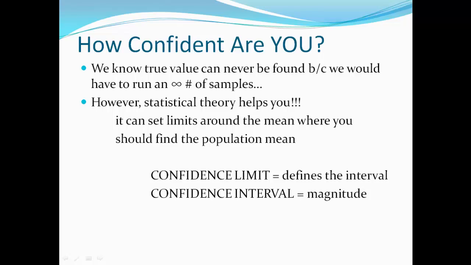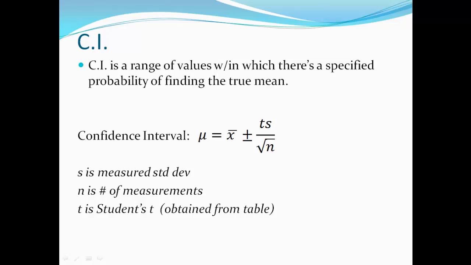Statistical theory can also help set limits around the mean or around the average where you should find the true mean, the population mean. This is something that we call confidence intervals, and I'm going to name it CI from now on. Confidence limit defines the interval, and the confidence interval is actually the magnitude. It gives you the range of values within which there's a specified probability of finding your true population mean.